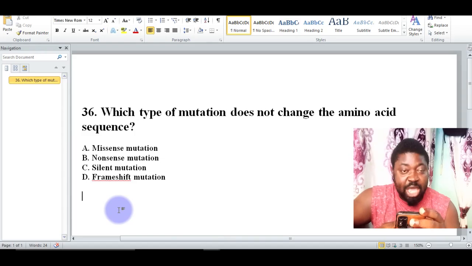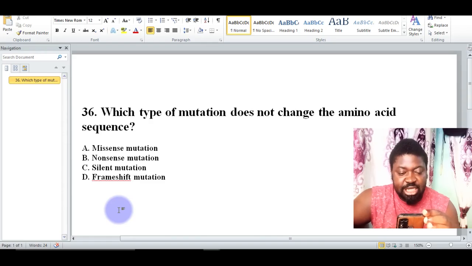The next question is question 36. Which type of mutation does not change the amino acid sequence? We have A, missense mutation; B, nonsense mutation; C, silent mutation; and D, frameshift mutation.